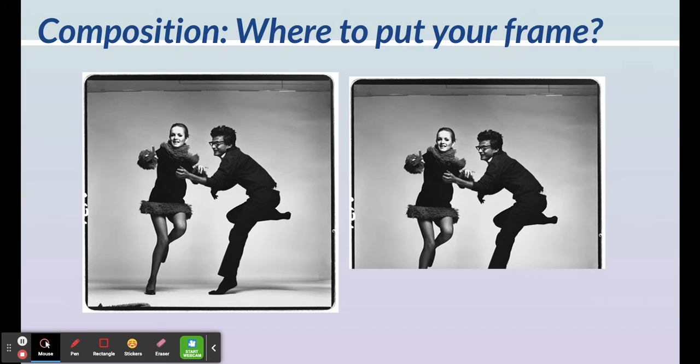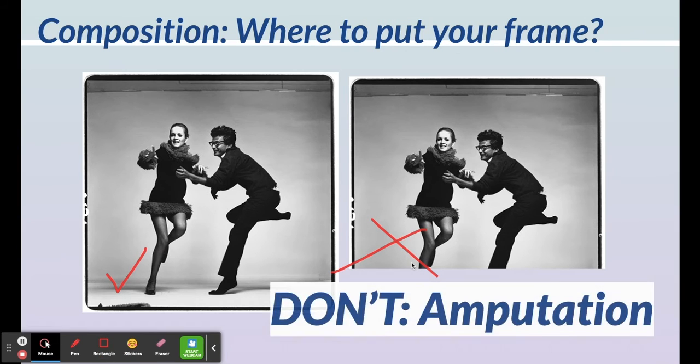Now we're going to talk about two things that you should try not to do. This subject, on the left, we can see the whole body of the models. This is a great photo on the left. On the right, if this was the photo, that is called an amputation. Amputation means they cut off the legs. If you're going to show almost the whole body, especially if the subject is moving, show the whole body. Don't cut off the feet.